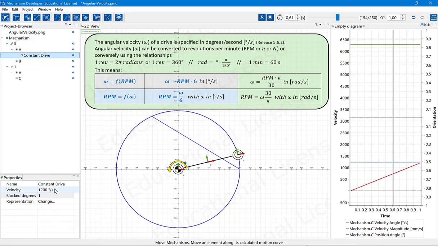So now you can feel free to add the value of the rotation per minute for your application. And just take into account, these are the equations if you use radians per second, but in this case degrees per second are used.